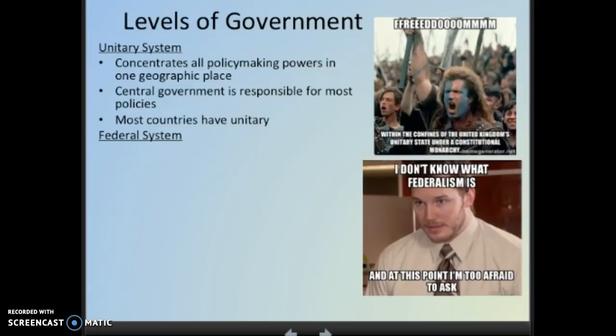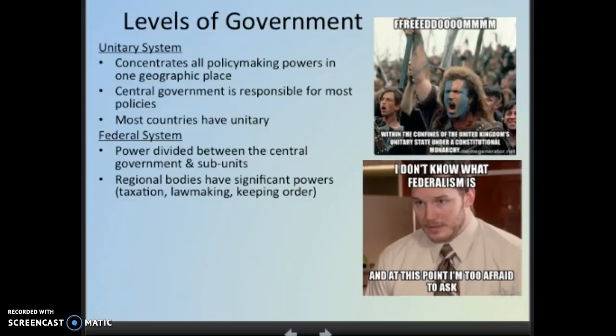Federal system, what we have here in the United States, so power is divided between a national or central government or federal government, like in DC. And then you have subunits, and in the United States, we have the different state governments, and each state has a governor, a legislative branch, they hold elections, they have reserved powers as prescribed in the 10th Amendment. Regional bodies will be able to do things like tax, make laws, enforce laws, establish courts, and so forth. Of the AP6, Mexico and Nigeria have federal systems, and then Russia has an asymmetrical federal system.